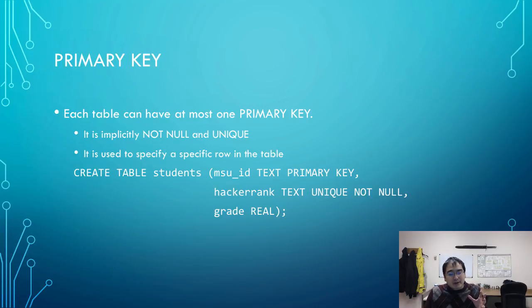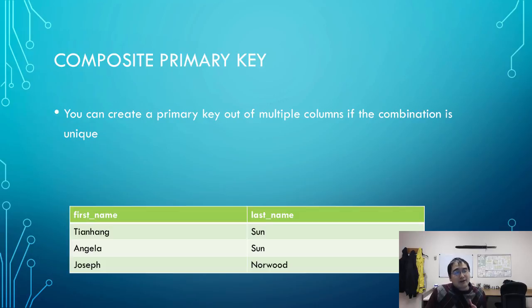And why do you use the primary key? Well, we'll come back to this. The reason why you often have a primary key is so that you can use it to join two tables together, which would be the subject of the next video. The other thing to note is that you're allowed to have composite primary keys.